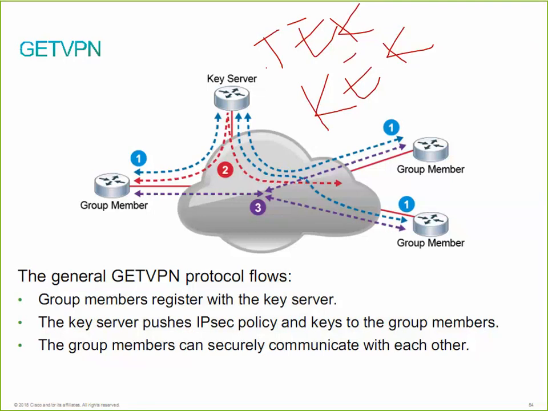Obviously, the whole point of this configuration is to ensure that we're able to dynamically create these tunnels. We can dynamically create the keying material that's used to encrypt the data, not only from the key server, but from all the group members, because each of these group members can then establish their own encrypted data between the locations.